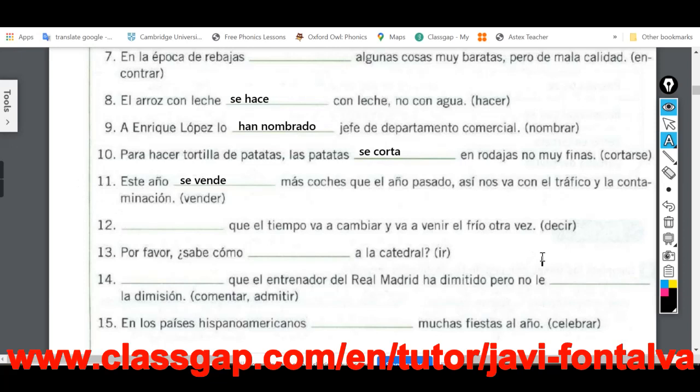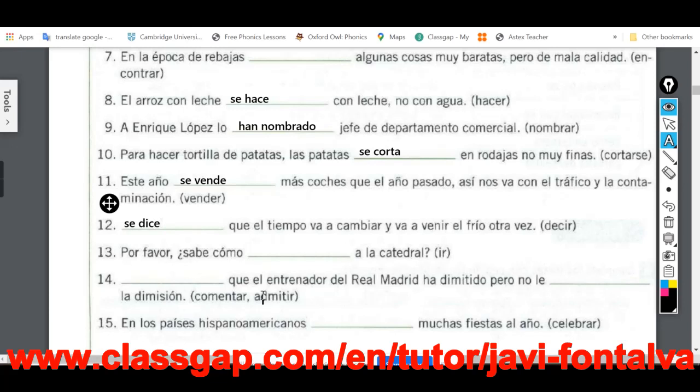Iba a venir el frío otra vez. Okay, decir, so que el tiempo. So again, this is impersonal, I think, so it will be se dice. So this is, it is said in English. Yeah, okay.